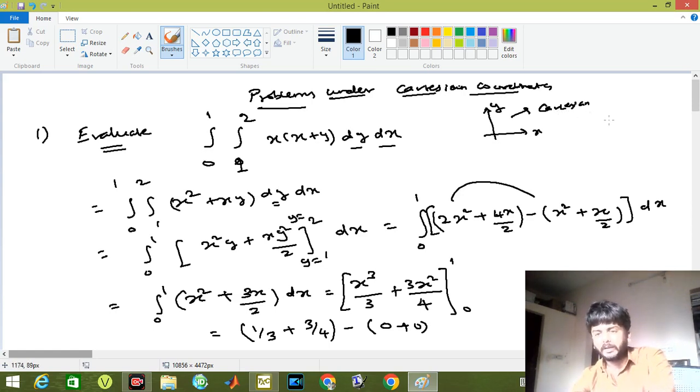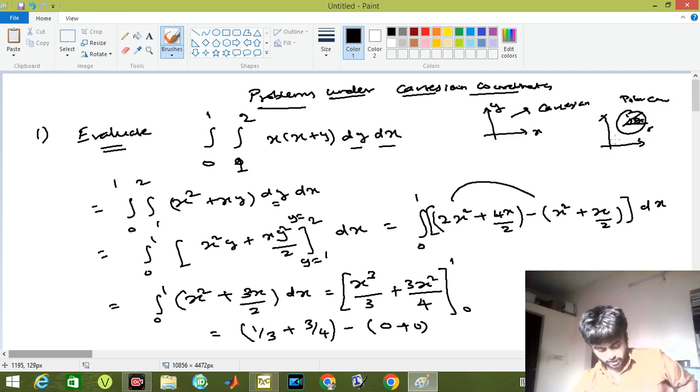Then if I want to include something with respect to r and theta, this will be called polar coordinates. So here you will have some radius and some angle. That is called polar coordinates. So dear students, you have to understand those things.